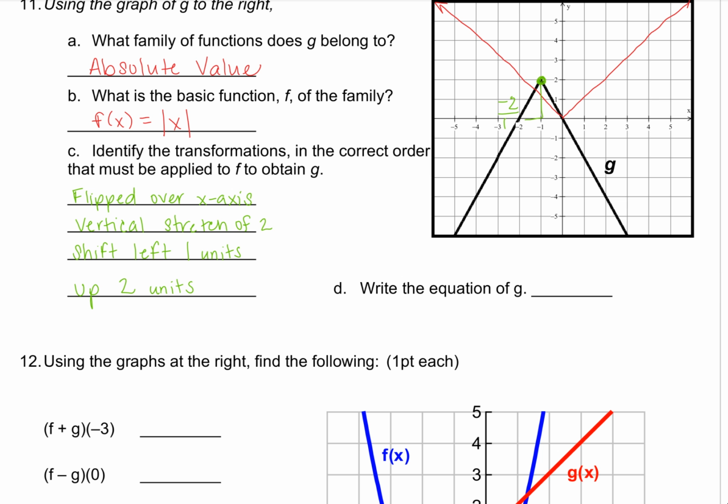So now I'm going to write the equation. All right, so this is actually g of x, and it equals, remember, flipped over the x-axis is a negative. It has a stretch of 2. It's an absolute value of x. Remember, if it went left 1, that means it's a plus 1 on the inside. And then it just went up 2 units.